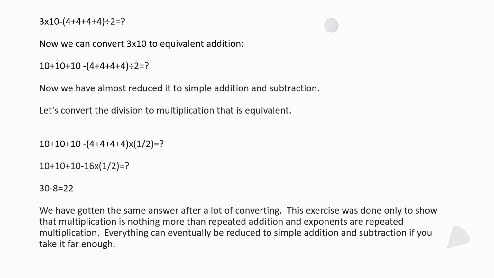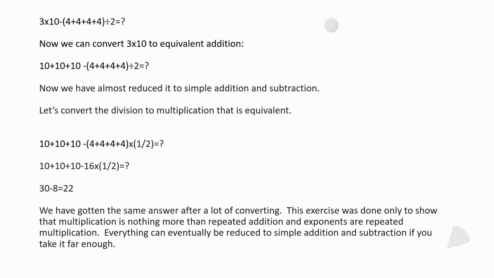All right, so we're down to having, and if I wanted to, I could go ahead and take care of what's inside of the parentheses with those four fours and add them up, right? 4 plus 4 plus 4 plus 4 is 16. So that gives me 10 plus 10 plus 10 minus 16 times a half. So now if we're thinking about our order of operations, we know that multiplication always has precedence, right? I could have probably tried to reduce this further, but we'll leave it where it is.